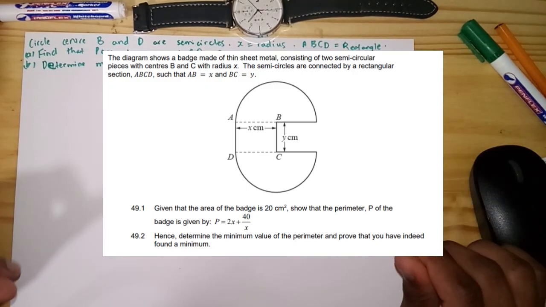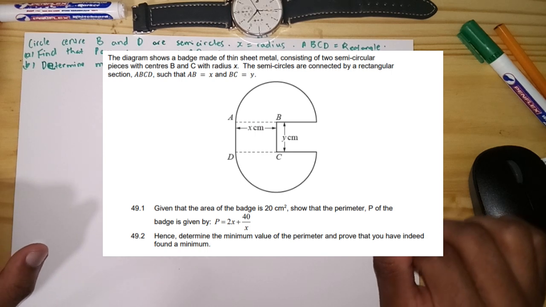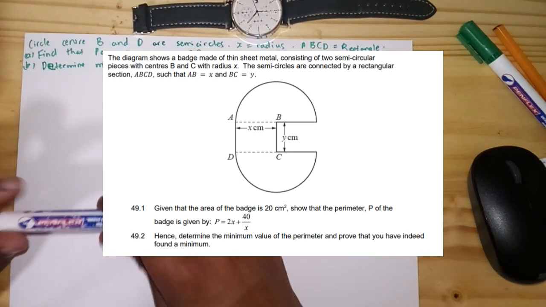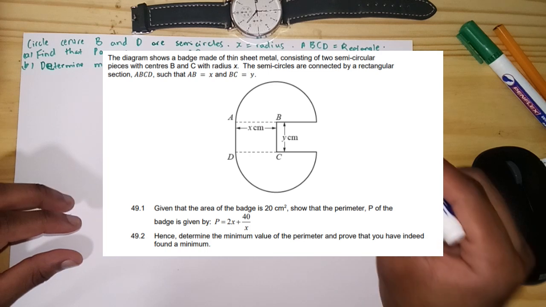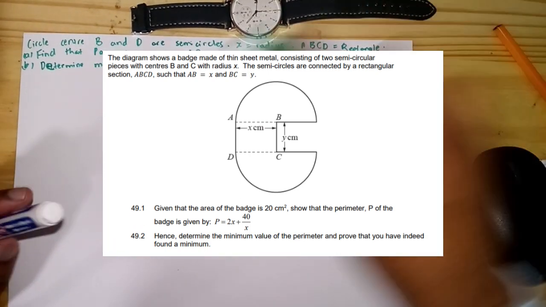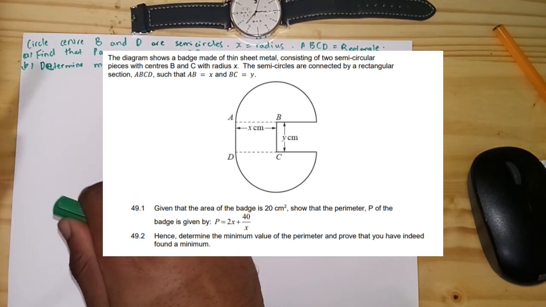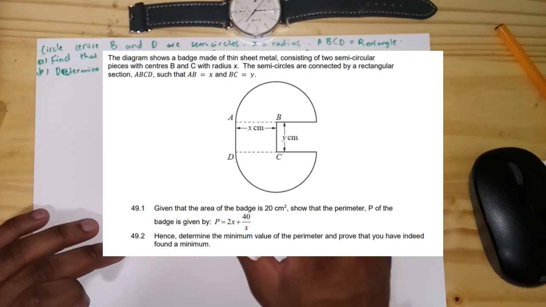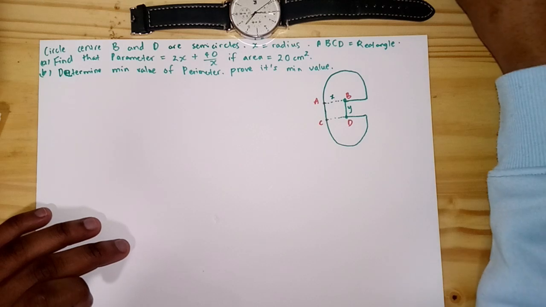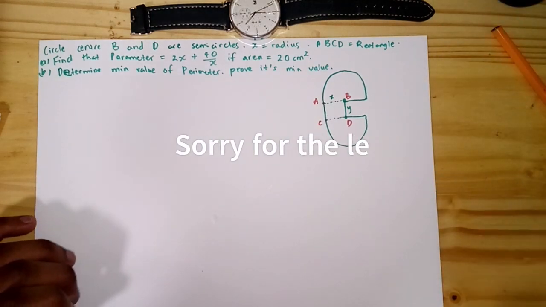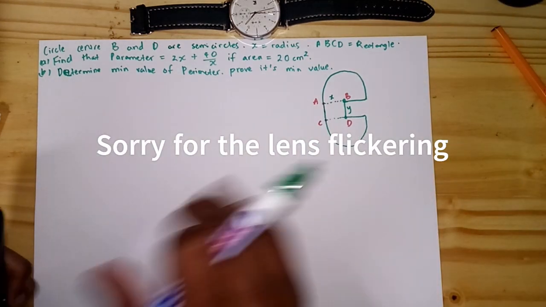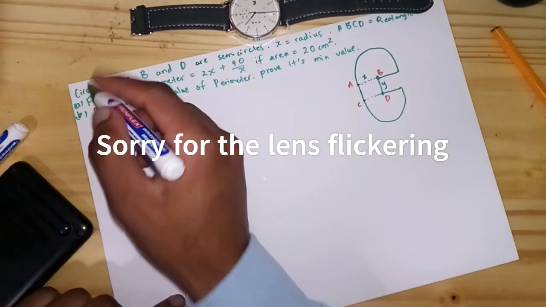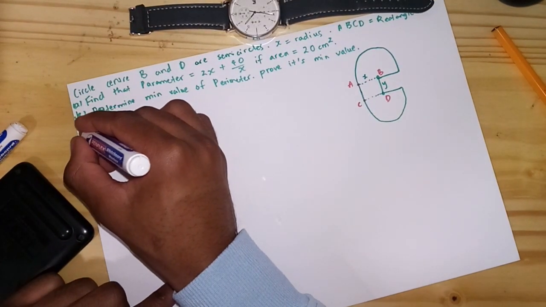So today we have a different question, and this question requires us to determine the perimeter, as well as to prove that whatever minimum value we find is actually a minimum value of the perimeter. So this is what we're going to do. Okay, just grab the calculator over there. So let's start. We're going to identify a couple of things.